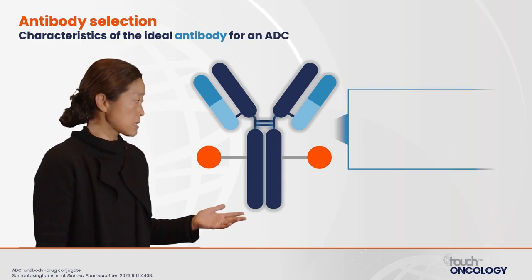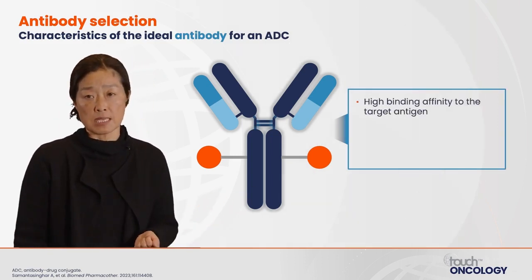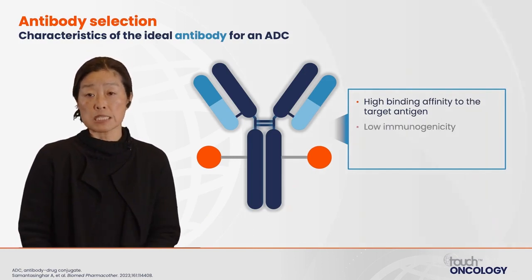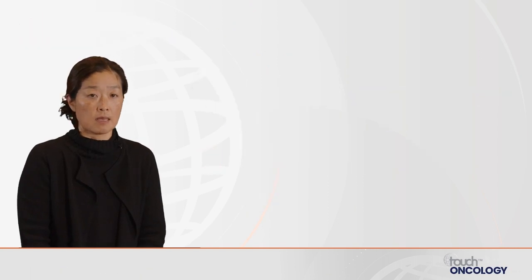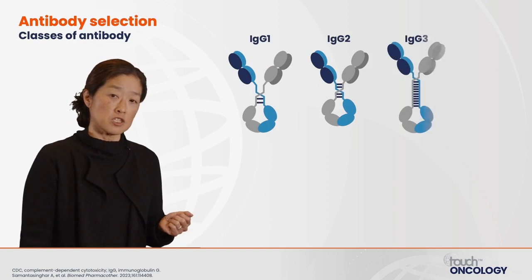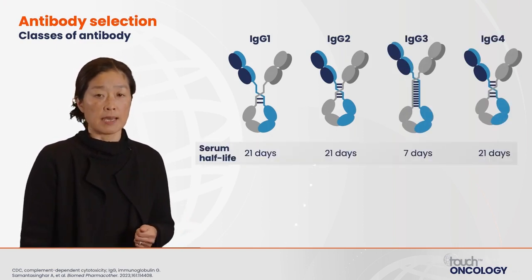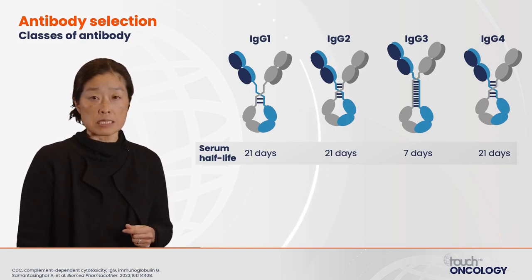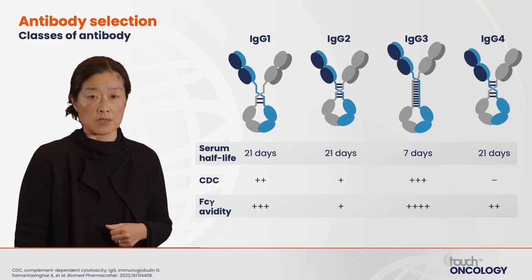And so what are the characteristics of an ideal antibody for an ADC? This includes high binding affinity to a target antigen, low immunogenicity, fast internalization, and low molecular weight. There are many different kinds of antibodies in the human body, and among the IgG subclass, there are 4 subtypes. These in general have a long serum half-life, but they have slightly different characteristics in terms of complement-dependent cytotoxicity, as well as Fc receptor avidity.